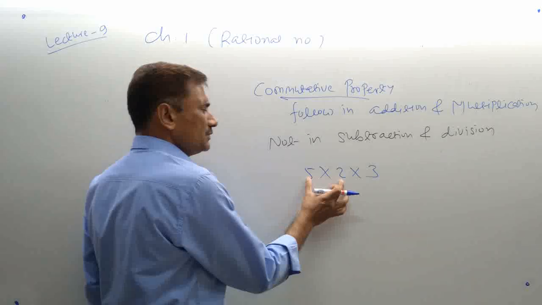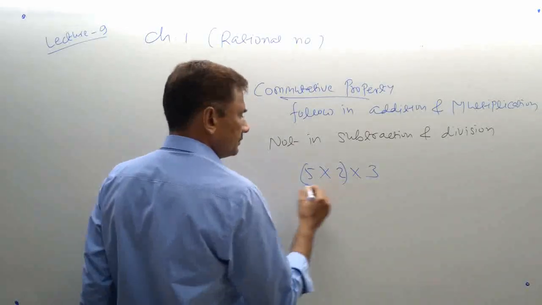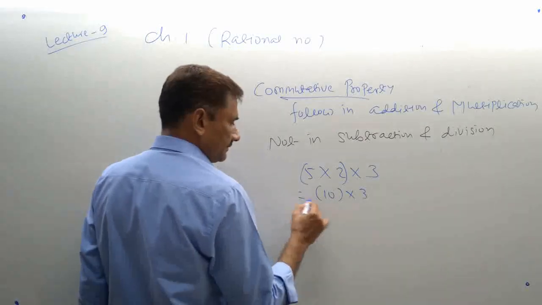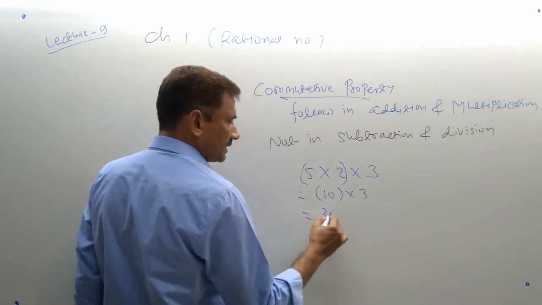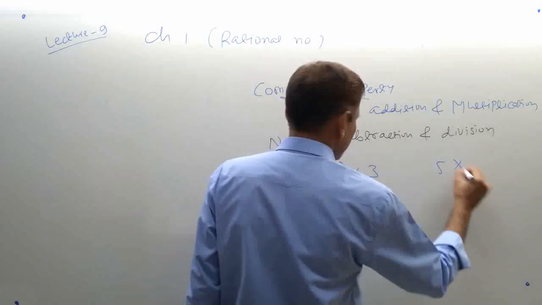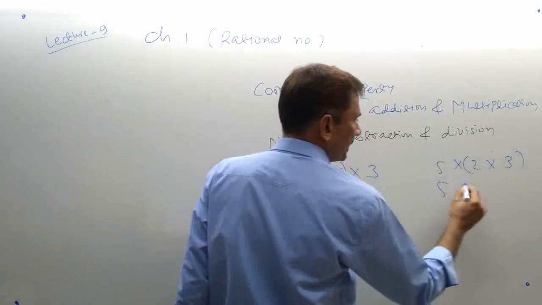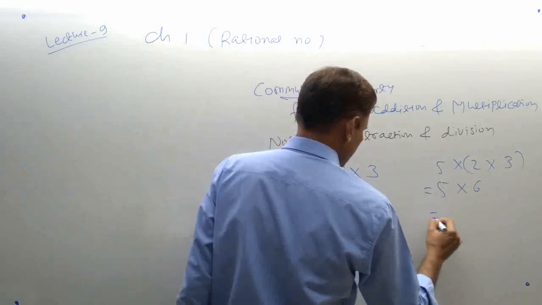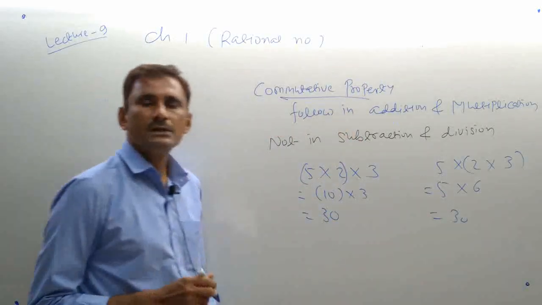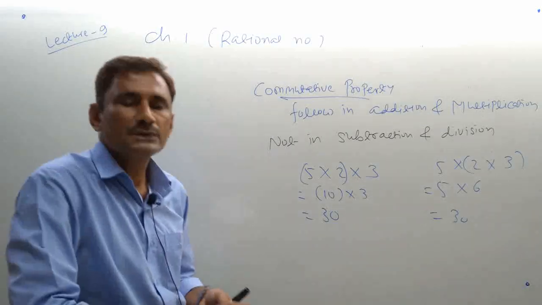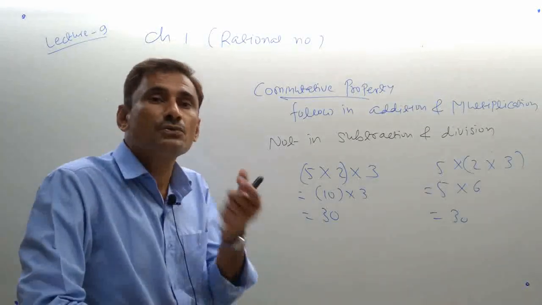So first you multiply any 2. I am multiplying first and second. So 5 twos are 10, then 10 threes are 30. But instead of that, suppose I first multiply 2 and 3. Then it will be 5 into 6, obviously 30. The answer will be the same only. This is called associative law. So associative law means nothing but grouping.